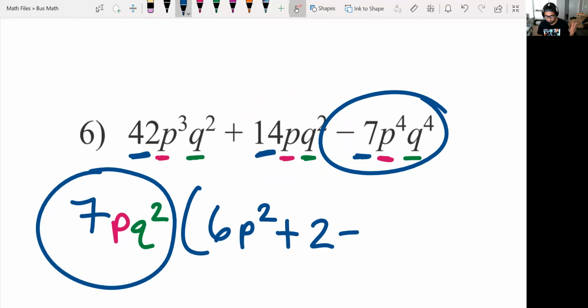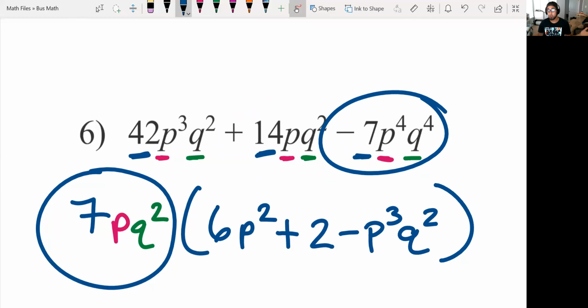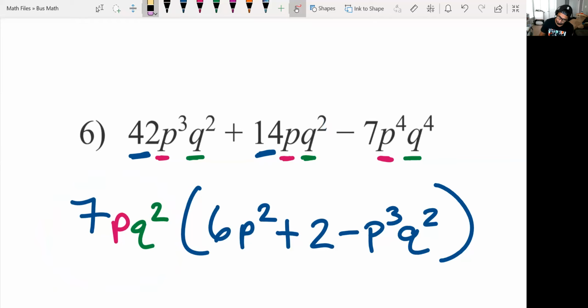Minus 7pq squared from 7p to the 4th, q to the 4th. Hey, look at that. 7 from 7, cancel. P from p to the 4th, p cubed. Q squared from q to the fourth, q squared. That's it, y'all. One go, nothing else to factor out. All right, that's it.